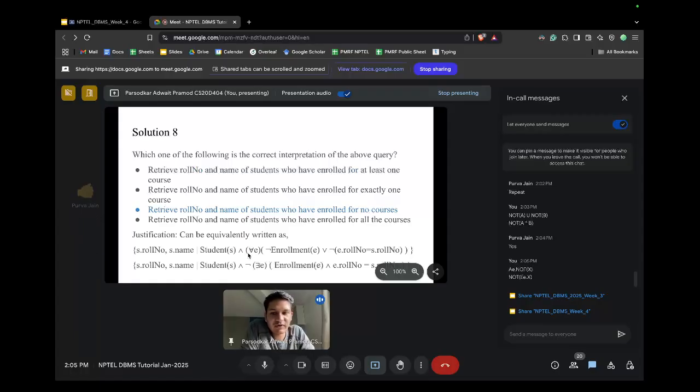Okay. So if you understand that the first and the second are equivalent, what does the second one say? S dot roll number comma S dot name, which says that you want to retrieve roll number and name of what? Of S. But what is S? S is a student. And the not of there exists E means there does not exist an E such that E is an enrollment and the roll numbers in E and S match. Okay. So S is a student such that there is no enrollment corresponding to the roll number of S. So these are all students who have registered for no courses. Is this understood?